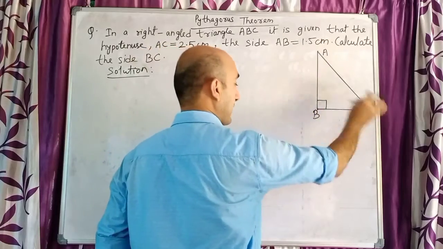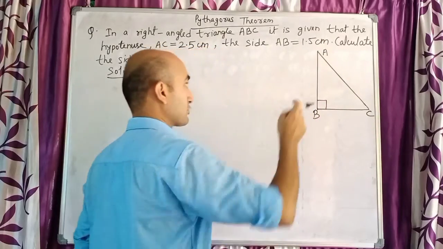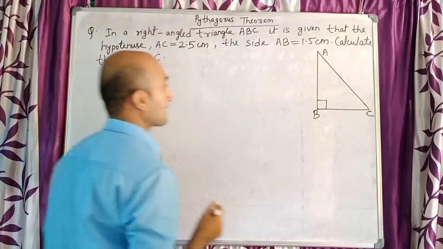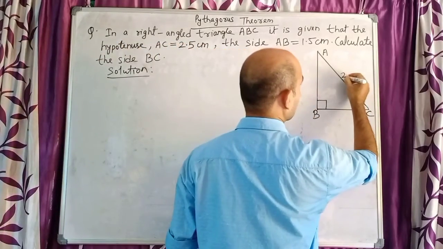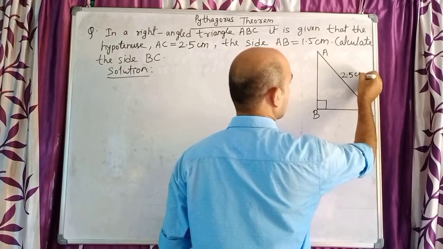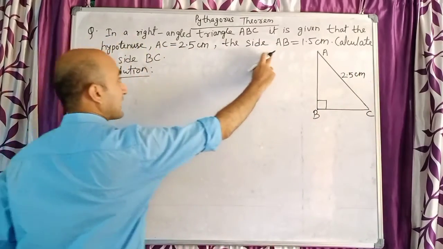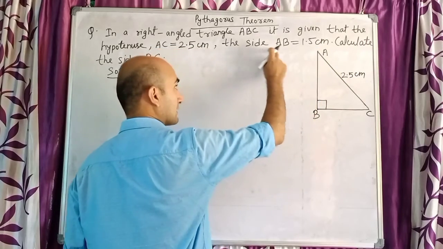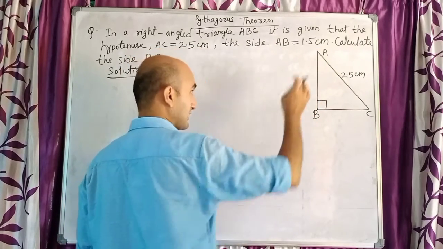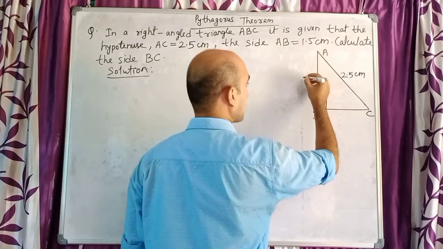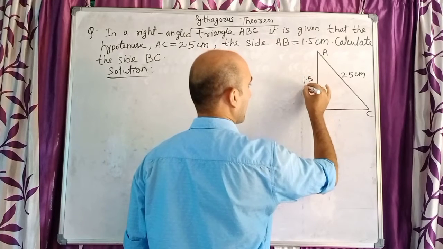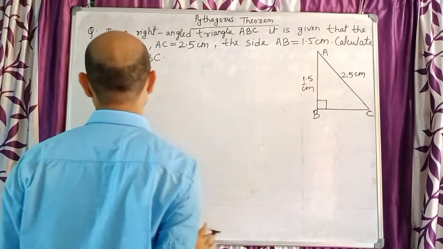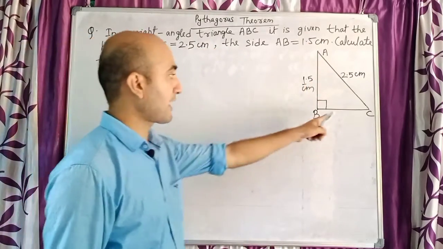AC is my hypotenuse, and then my B came here. So ABC is my triangle. Hypotenuse AC is 2.5 centimeter. Next, the side AB is 1.5 centimeter. This is my side AB. They did not name it as perpendicular, but it is perpendicular. Anyhow, I will write here 1.5 centimeter. Calculate the side BC. You have to find BC.